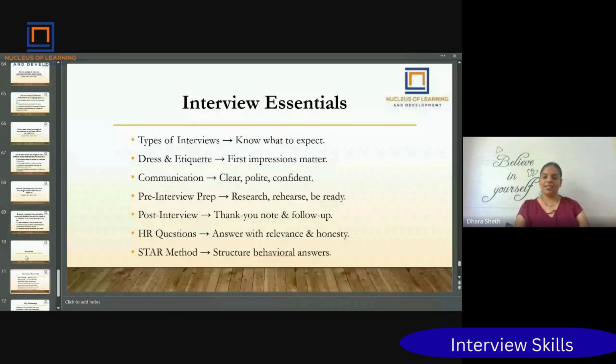HR questions, answer with relevance and honesty, answer in detail. For strengths, give experiences. For weaknesses, mention how you improve on it. Talk about your career goals in short term, mid-term, long-term. For structured behavioral answers, you can use the STAR method: situation, task, action, and result.